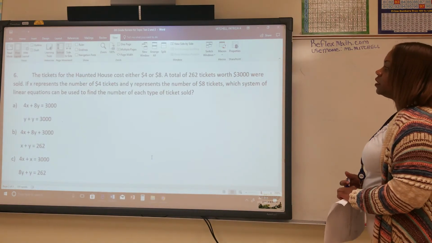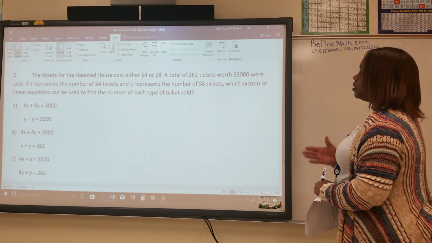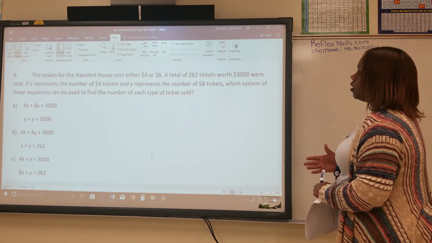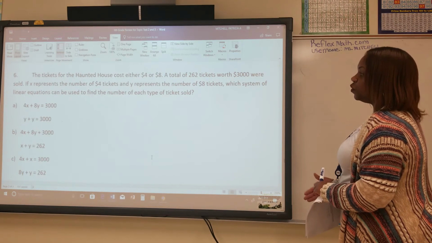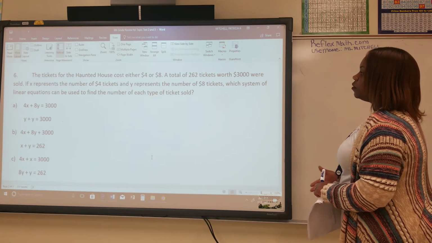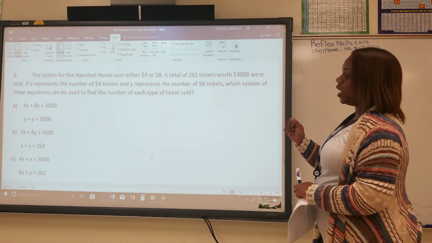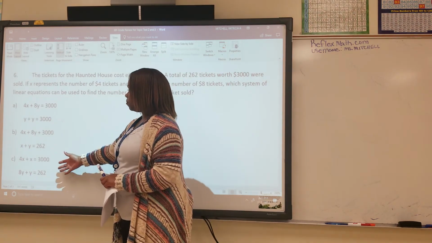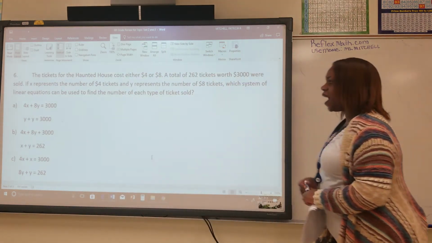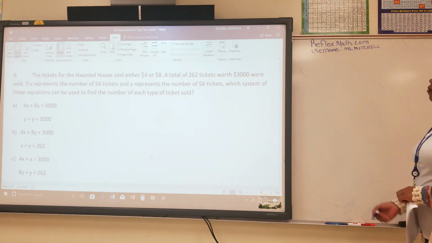So the tickets for the haunted house cost either $4 or $8. A total of 262 tickets worth $3,000 was sold. So if X represents the number of $4 tickets and Y represents the number of $8 tickets, which system of linear equations can be used? And as you can see in these options, they are asking you basically the total.